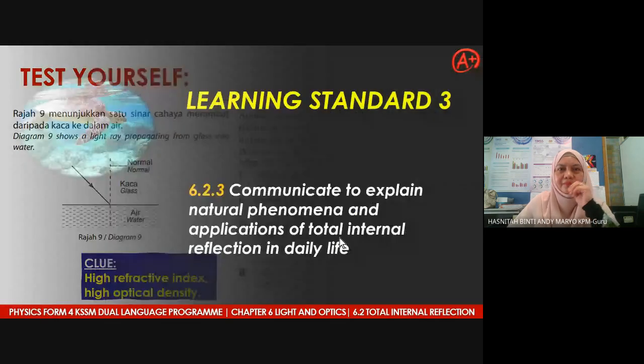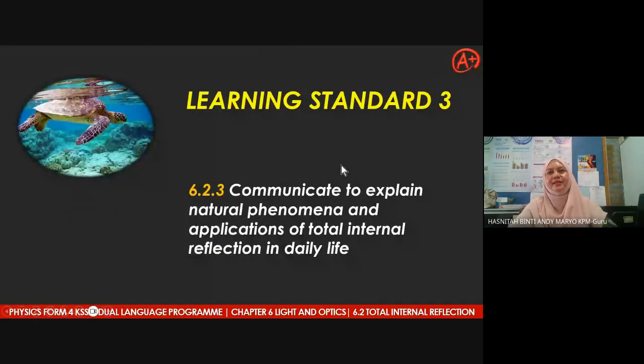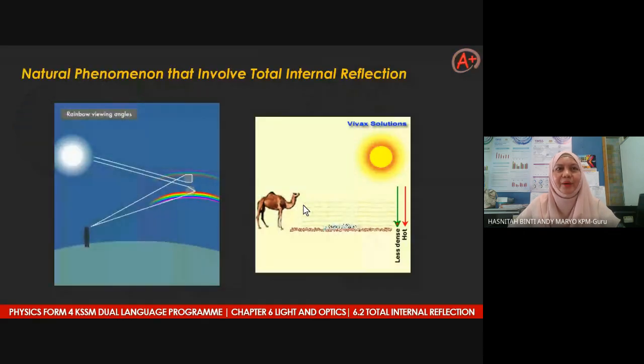Okay, so this is the third learning standard, students. Later we will see a few examples of natural phenomena and a few applications in devices involving total internal reflection. The first one, the natural phenomenon, is the formation of a rainbow. The second diagram here is called a mirage.